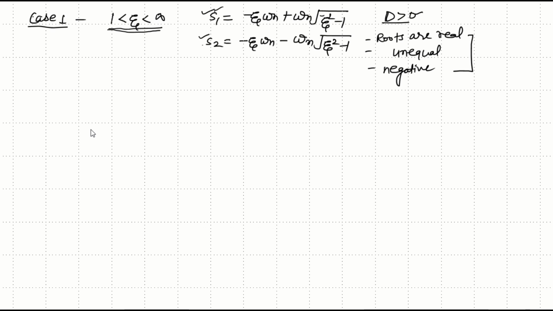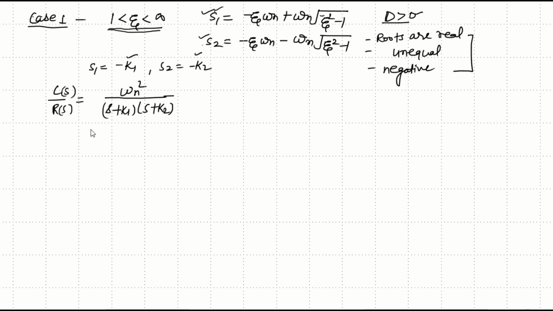Now let us suppose that s1 is equal to minus k1 and s2 is equal to minus k2. Since both the roots are negative and real, we have assumed these values. So in this case, the transfer function will become omega n square divided by (s plus k1) times (s plus k2), since the roots of the characteristic equation are minus k1 and minus k2.